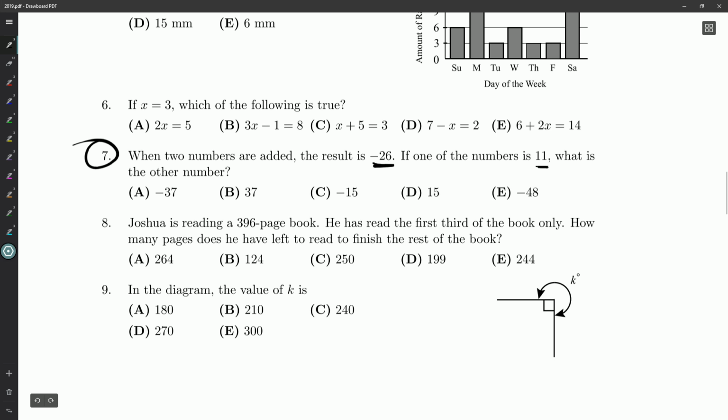So one way to approach this, we could take 11 and we could add it to each of these numbers and see what we get. Do we get minus 26?